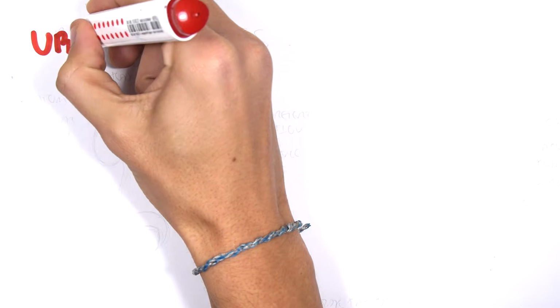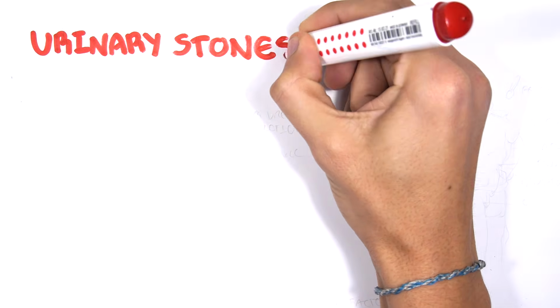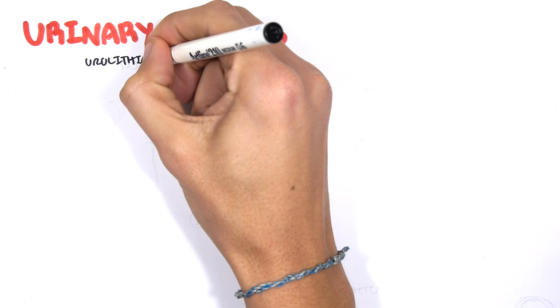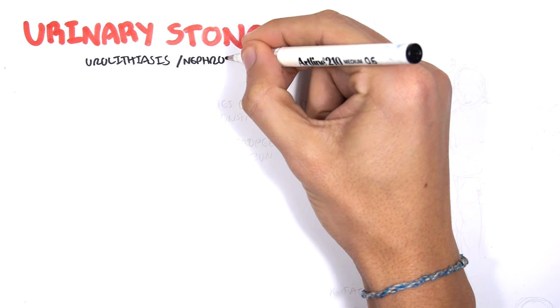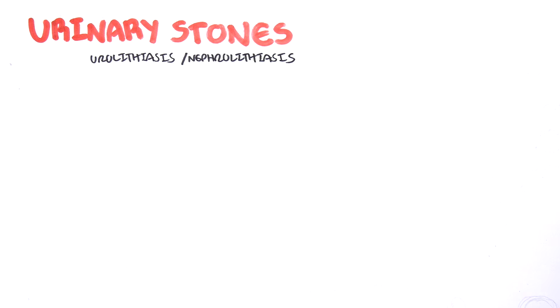Hello, in this video we're going to talk about kidney stones. Kidney stones or urinary stones have many names, including urolithiasis, which is actually formation of stones along the urinary tract, or nephrolithiasis, which is stones forming specifically in the nephron or the kidneys.